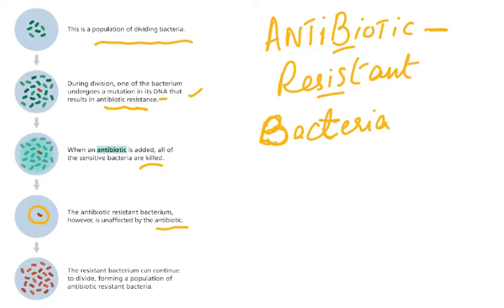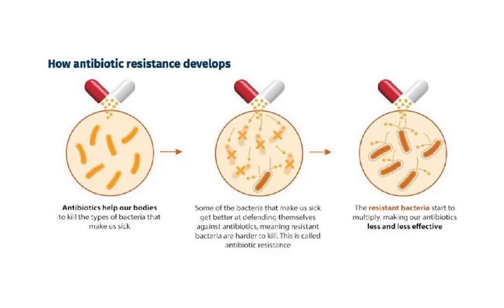Now, the resistant bacteria flourishes because now it's going to divide into 2, 2 into 4, 4 into 8, 8 into 16, and so on and so forth. Imagine there's one bacteria, and in a couple of hours, there'll be maybe a million bacteria of that resistant one. So the resistant bacteria can continue to divide, forming a population of antibiotic resistant bacteria, right? Now, another way of explaining this is antibiotics help our bodies to kill the type of bacteria that make us sick.